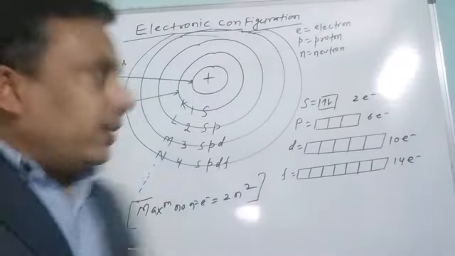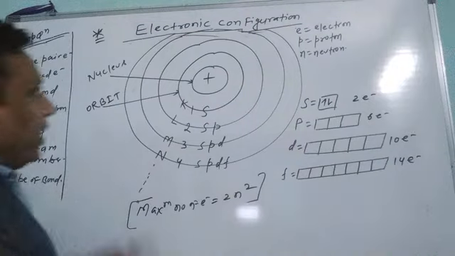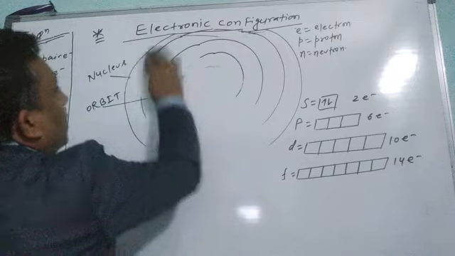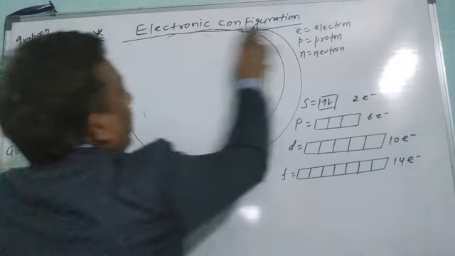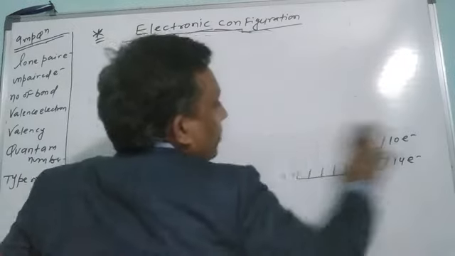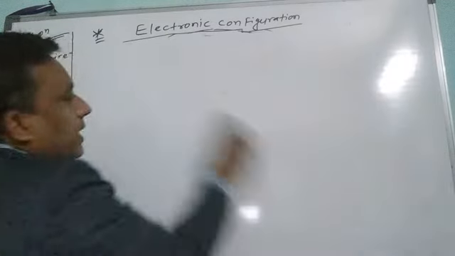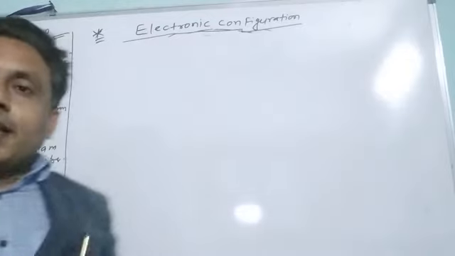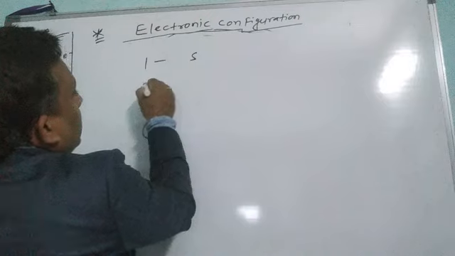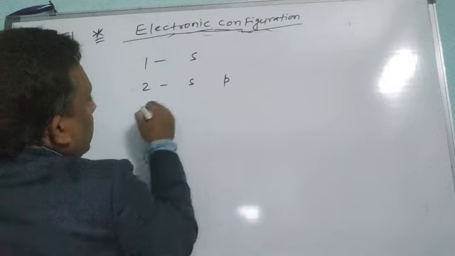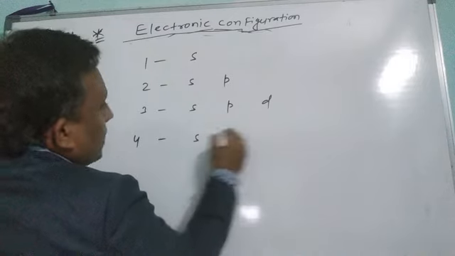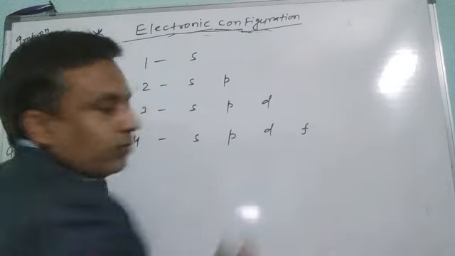Now we explain electronic configuration. Now we explain the arrangement of different electrons in different orbitals. As we know, in the first orbit, the S orbital is present. In the second orbit, S and P. Third, S, P, D. Fourth, S, P, D, F.